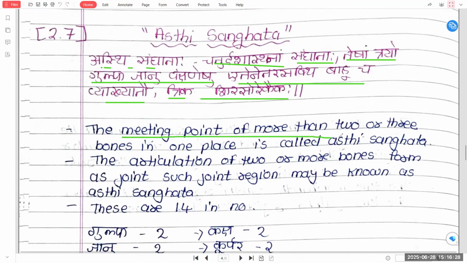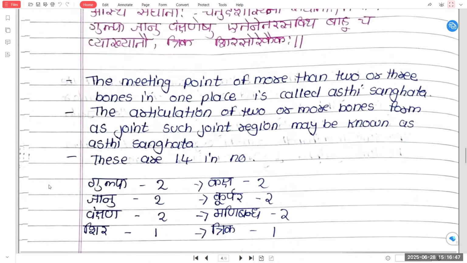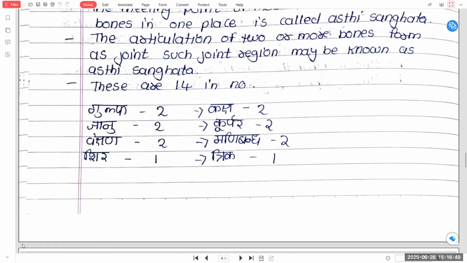The meeting point of two or three bones in a place is called Asti Sanghat, as we have seen earlier. Articulation of two or more bones forms a joint, and such a joint region may be known as Asti Sanghat. So this is basically the detailing of the Asti Sanghat, or we can say Sandhi, which are 14 in number. Two Asti Sanghats are formed at the gulf, that is the ankle region.